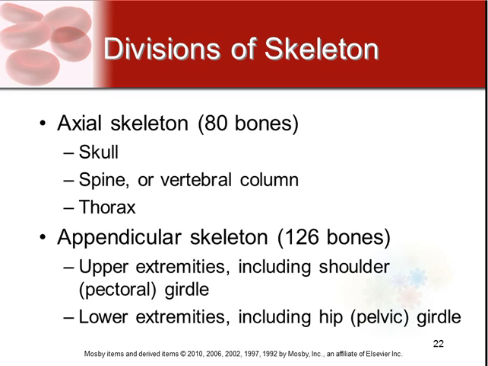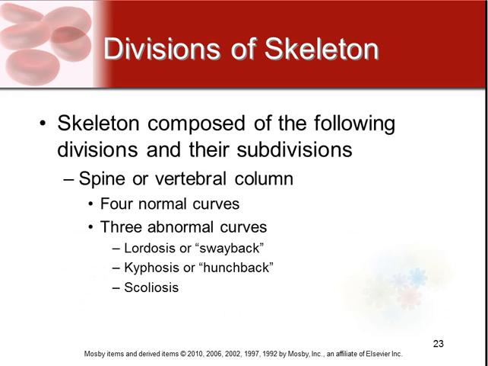And it contains your upper extremities and your lower extremities. And that does include your shoulder and your pelvis and all of that. Those are the ones that sometimes people get confused on. So, your skeleton is composed of the following divisions and their subdivisions.